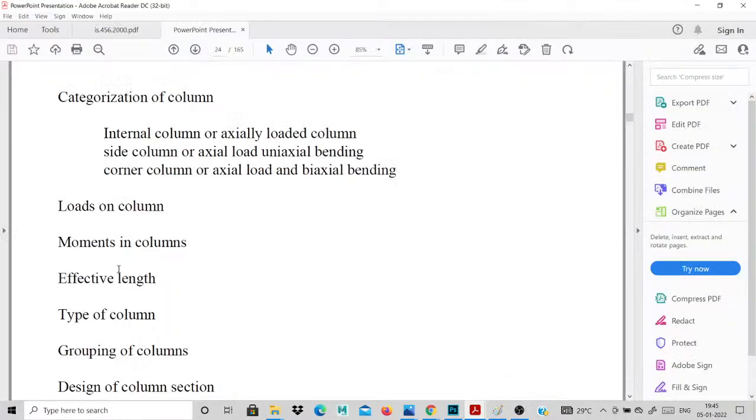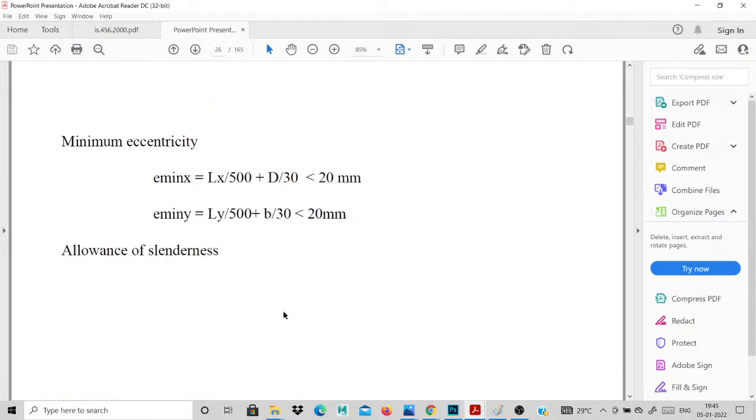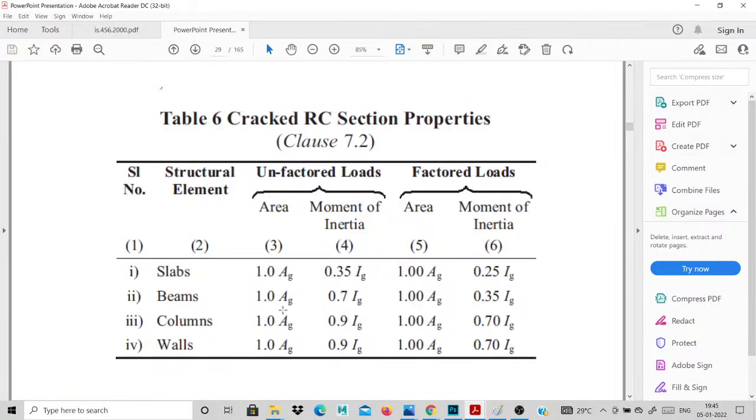Then finally you go for design in your column section. We already discussed the load, moment, effective length, type of the columns, grouping, and all the things.